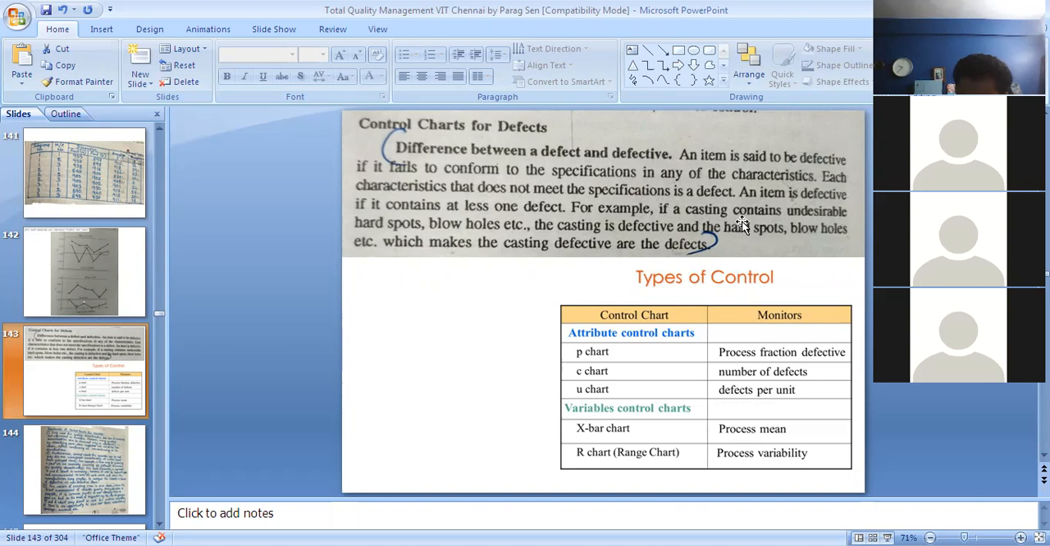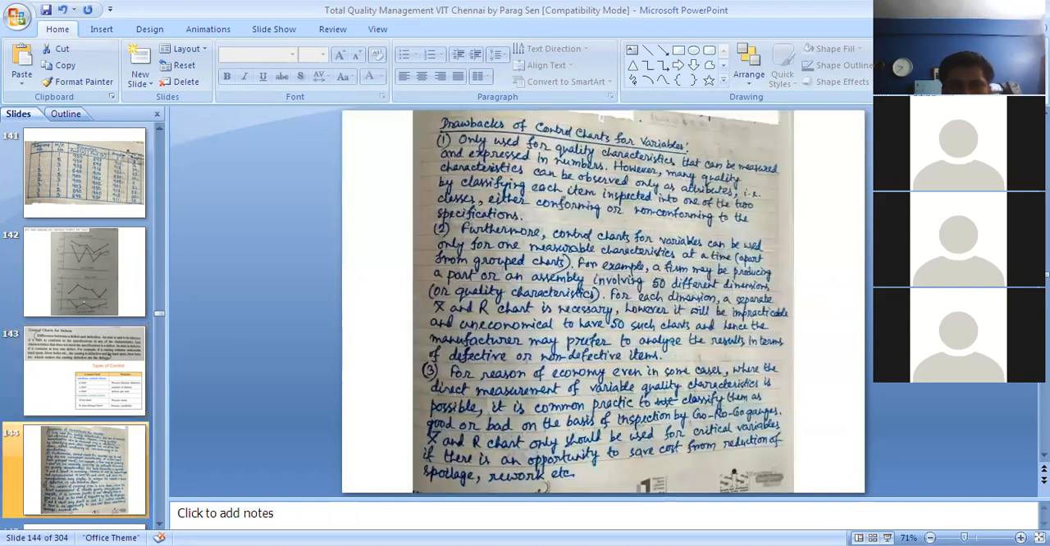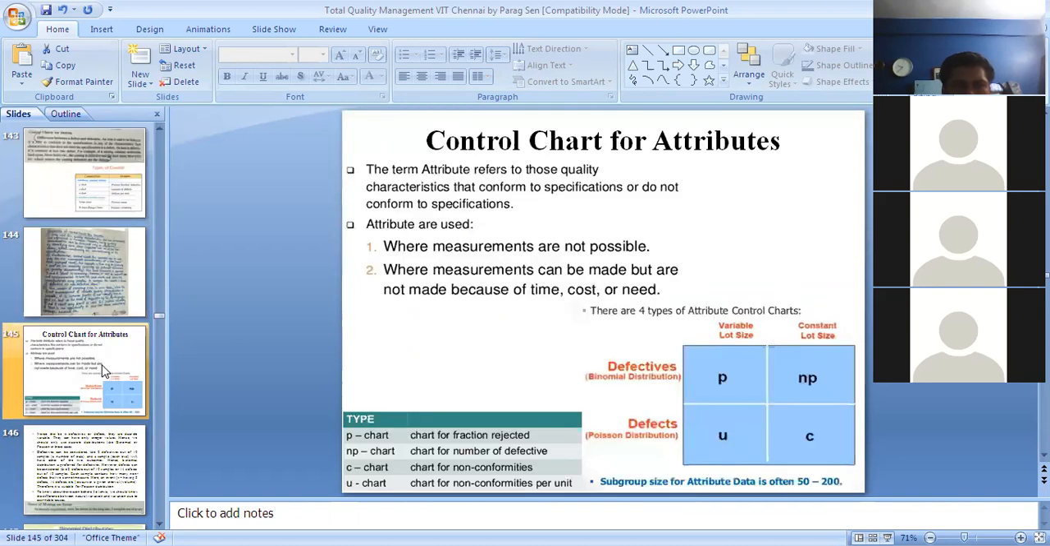So why am I saying this? Because next we will discuss control charts for attributes. We have discussed earlier the control charts for variables. Now in the next class we will be discussing the control charts for attributes.